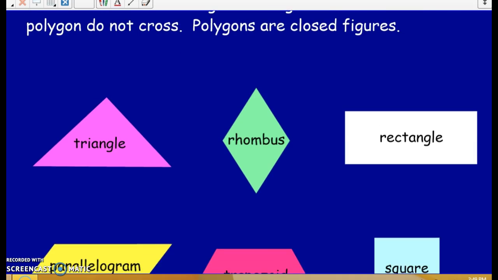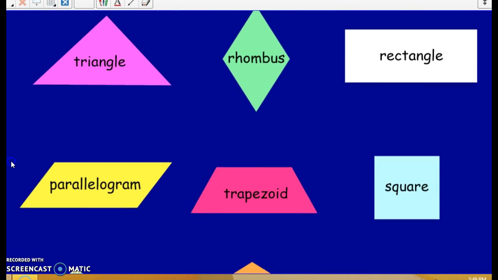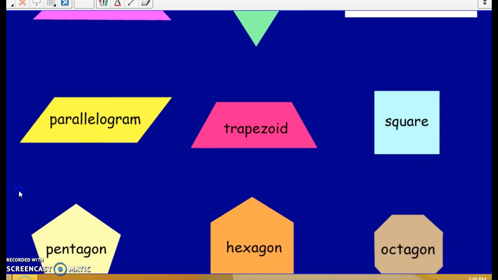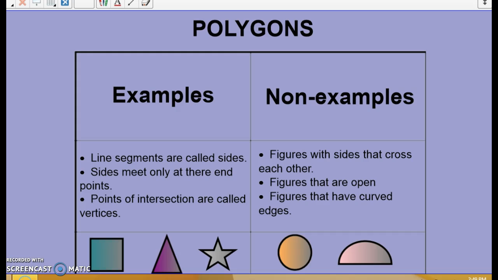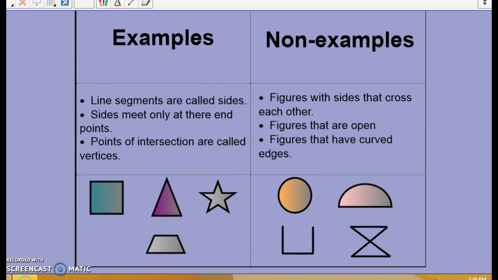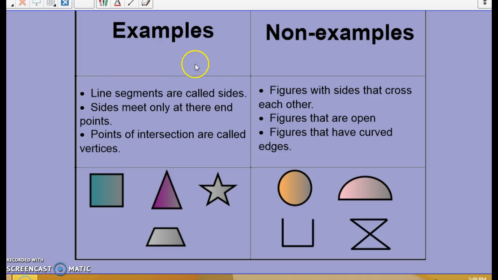Alright, so kind of going with some of these shapes again. So we have triangle, rhombus, rectangle, parallelogram, trapezoid, square, pentagon, hexagon, octagon. Here's some examples of polygons, some non-examples of polygons, and why. So line segments are called sides. Sides meet there and only meet there. And points of intersection are called vertices. So all these are closed figure shapes. They all have lines and angles. Even the star would be an example of a polygon, even though it kind of has those points there.